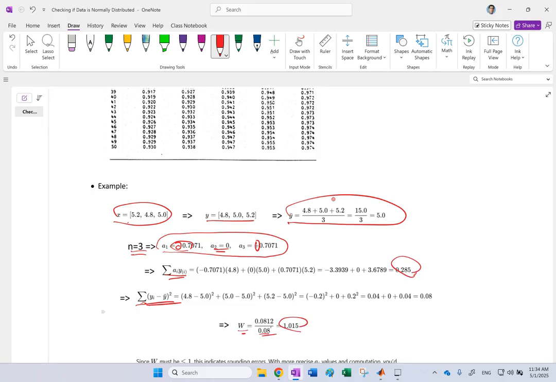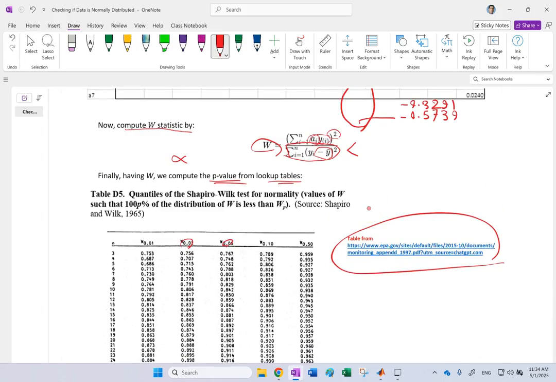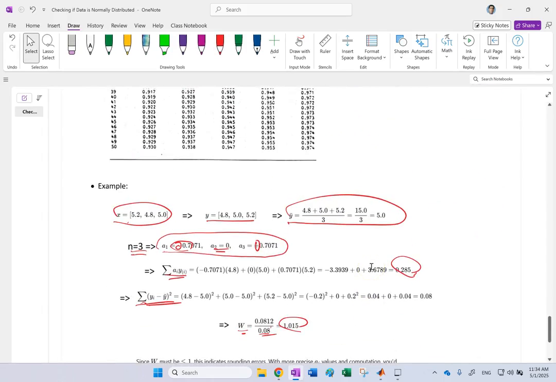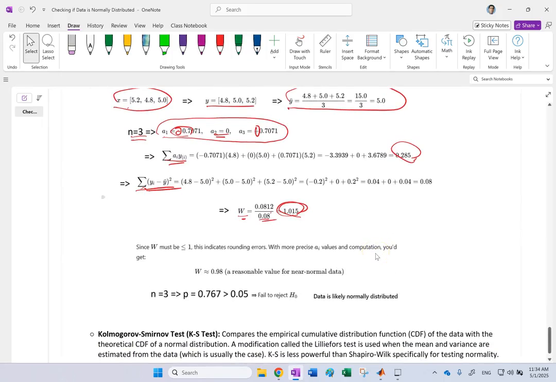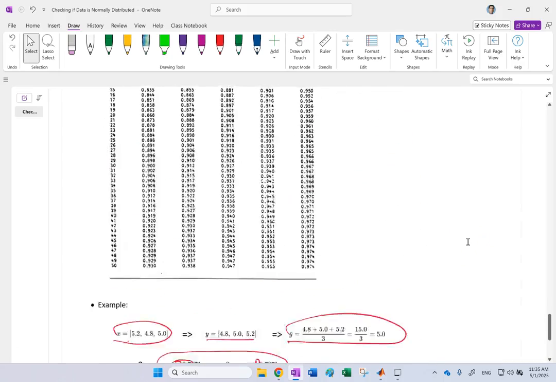Now, one thing to know about W, this W number should always be less than or equal to 1. So here, the fact that you got a little bit over 1 means you made some numerical mistake. This should not be 1.01. If you actually do it correctly, without all of these truncation errors, and you do it properly, your number here is about 0.98 if you use a lot more decimals. So my W is 0.98.